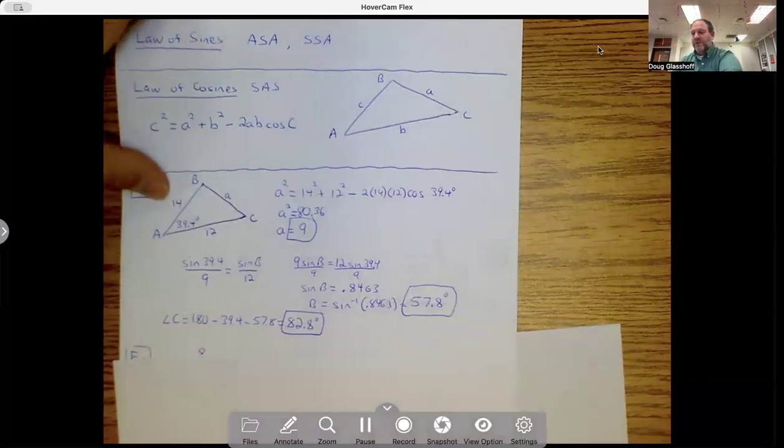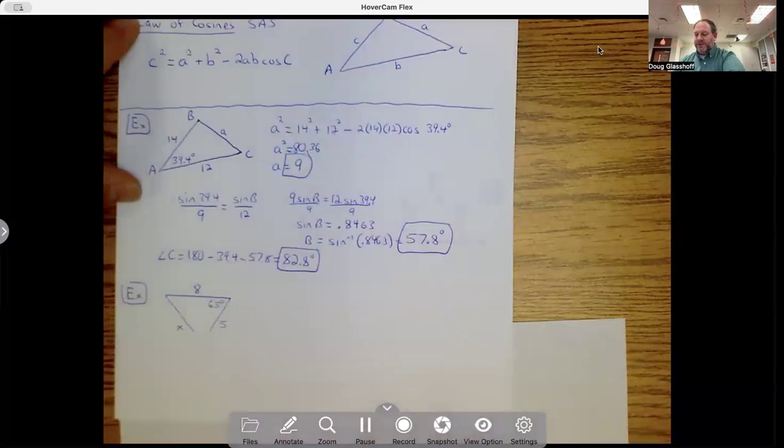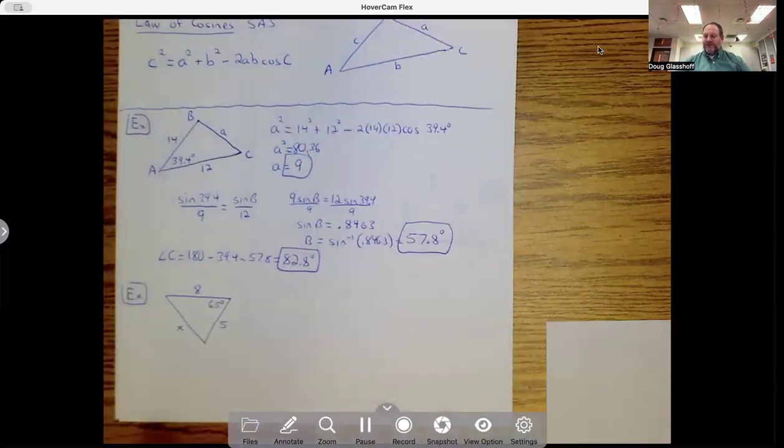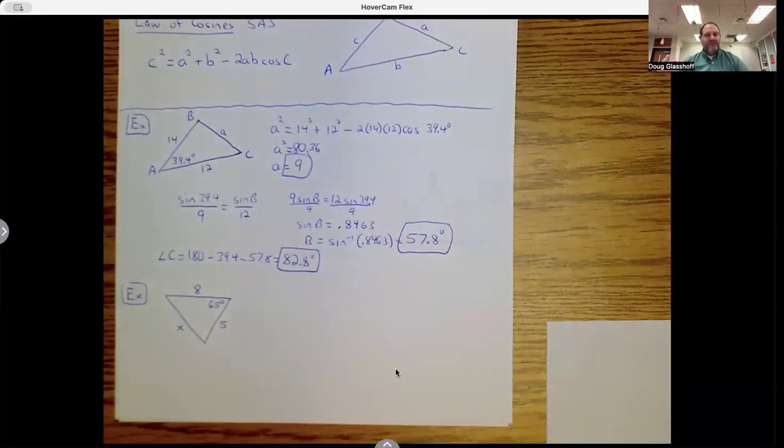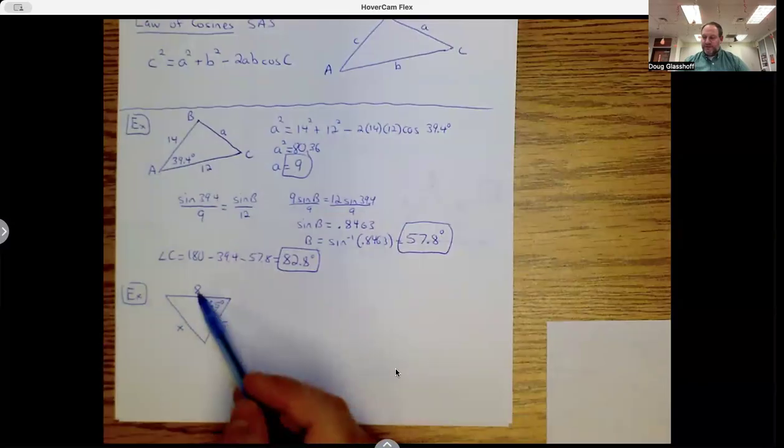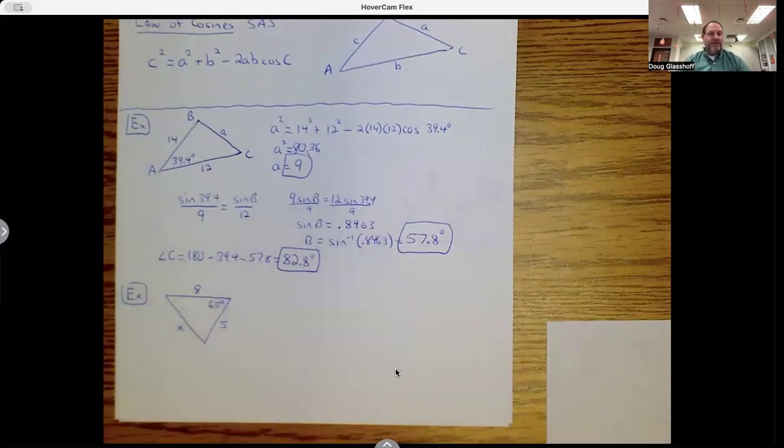Let's take a look at another one here. This one's a little bit different. It doesn't ask us to find everything. It just asks us to find x. But you'll notice here we have the same idea. We have side, angle, side. 2 sides and the included angle. That's when we can use this.